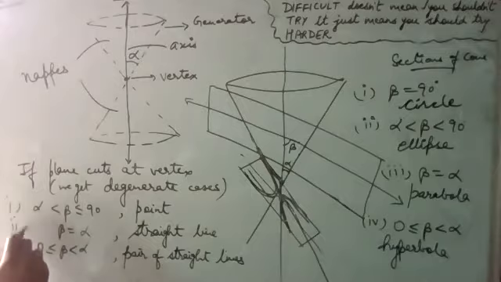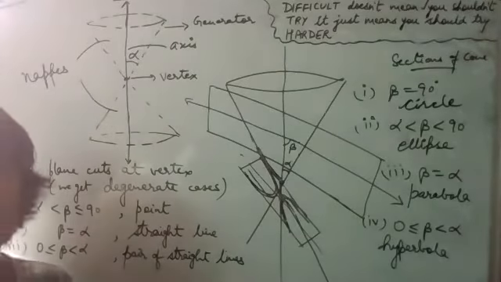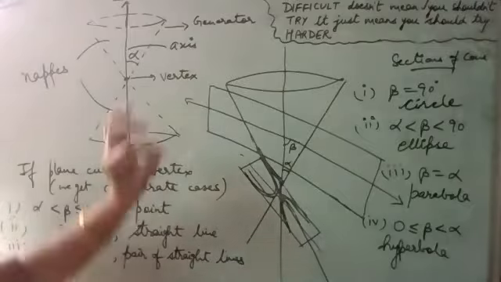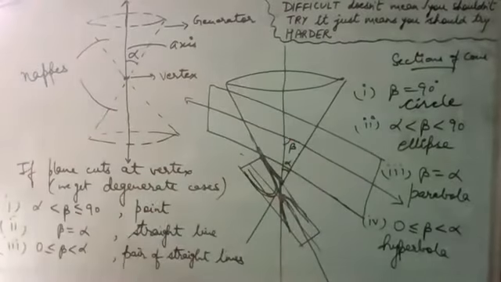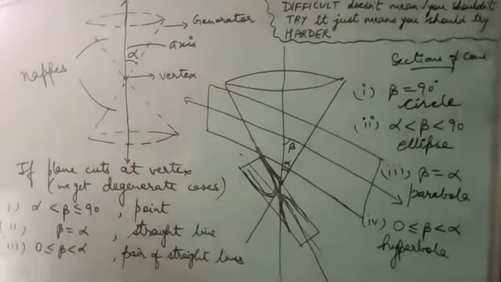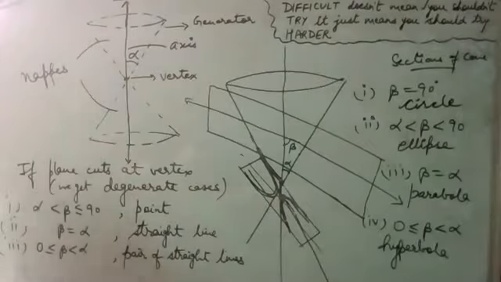So these are the degenerate cases, right? That means we will not get any proper section of a cone since it is intersecting at the vertex. So either we will get a point or a straight line or a pair of straight lines. You just have to remember this, or you just have to understand what figure we are getting accordingly.